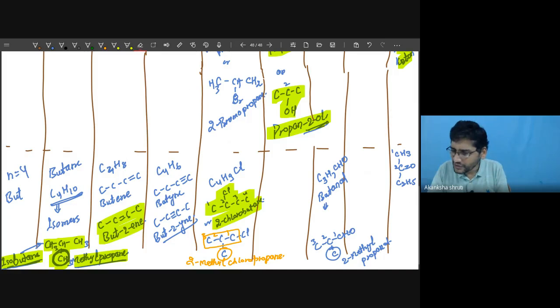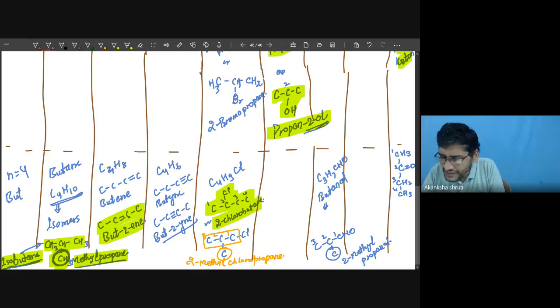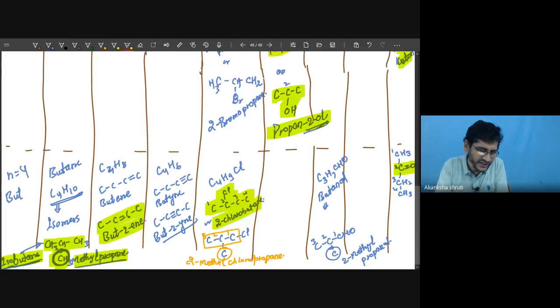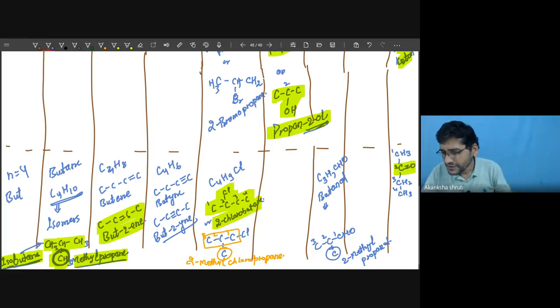Let me write in open form. This as the CH2, then CH3. What is the name of this? It was asked. Student, it's very simple. 1, 2, 3, 4, so that the ketone shall get the lowest number. If we are starting from the bottom one, then it will get the higher number. That is not good.